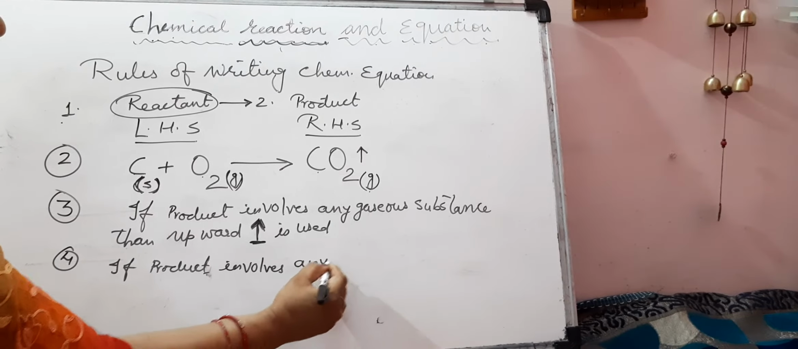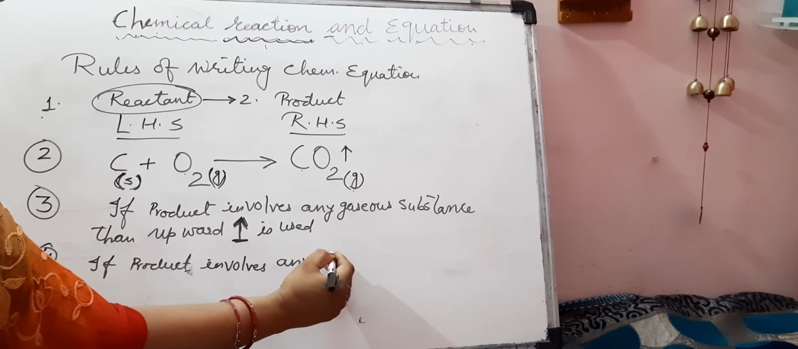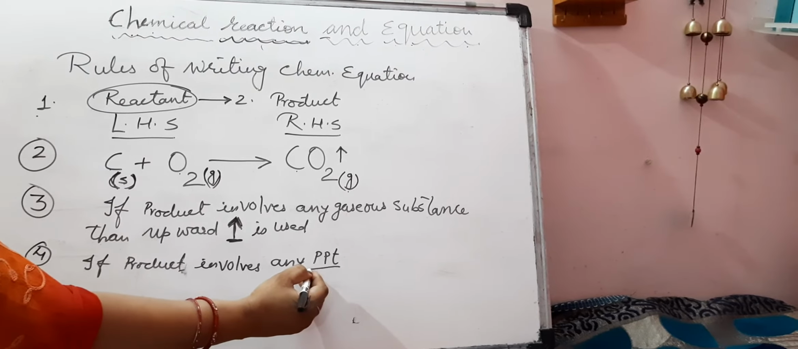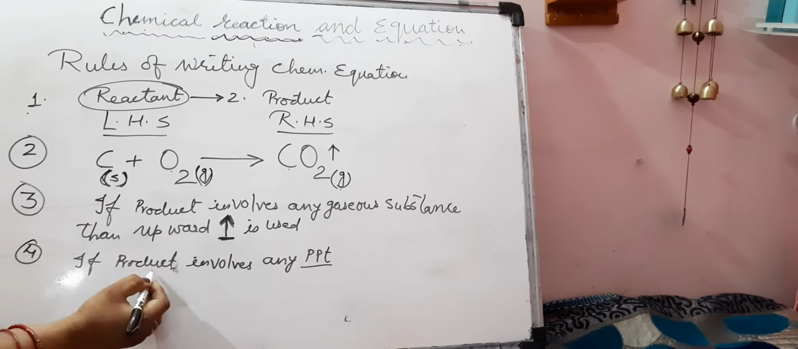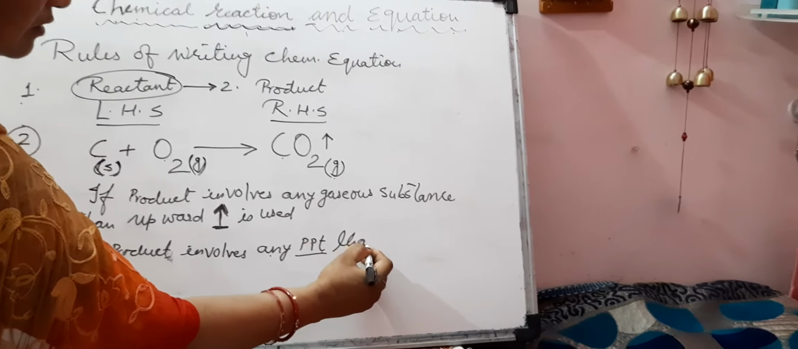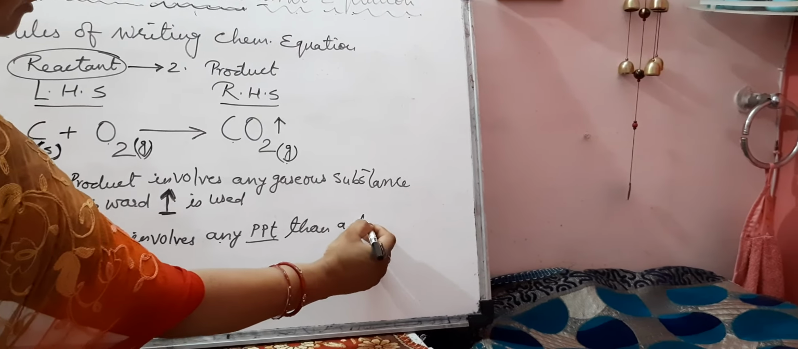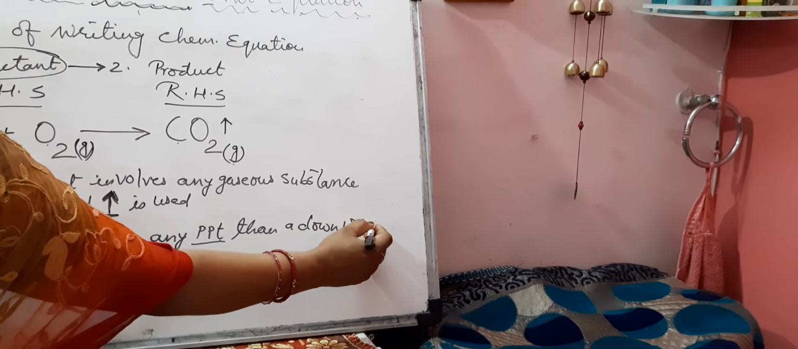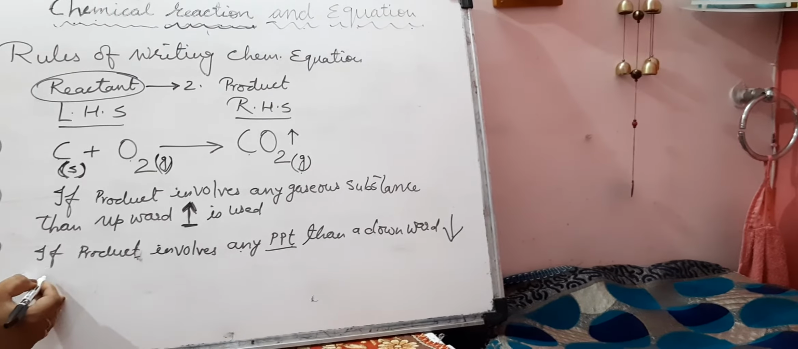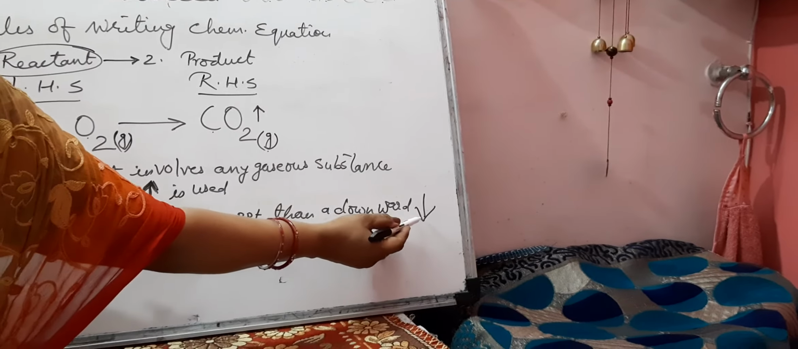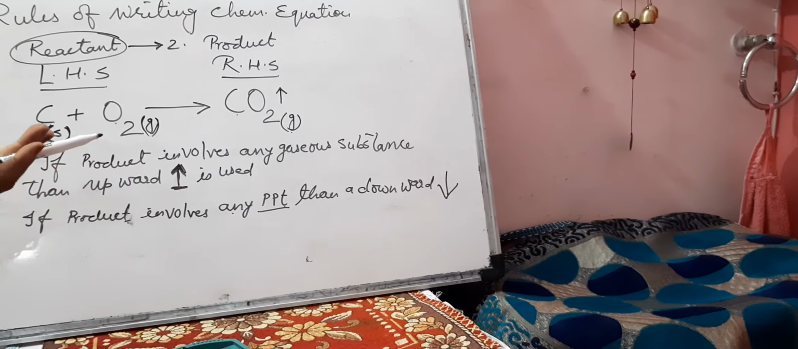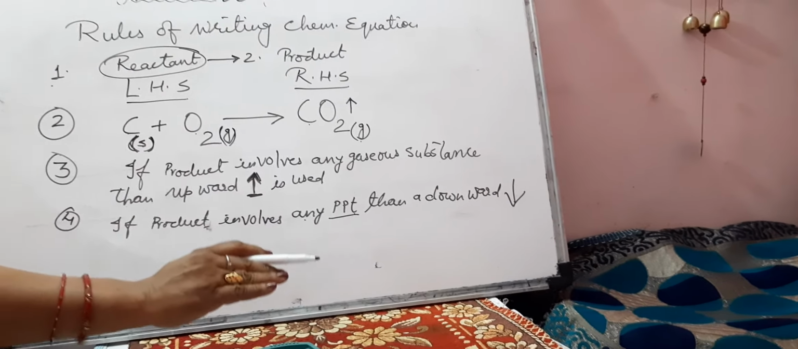Next rule, if product involves any precipitation, we can write its short form, that is PPT, meaning precipitation. If product involves any precipitation, then a downward arrow is used. What is the indication of this downward arrow? It indicates that precipitation, which is having more density, settles down.